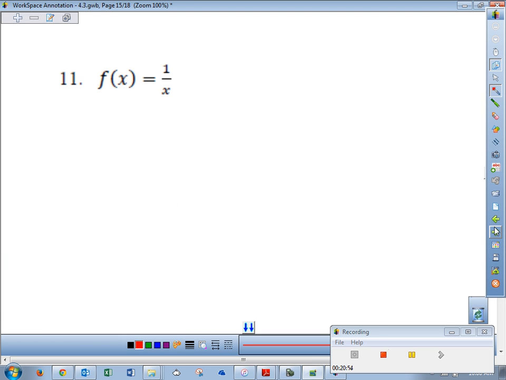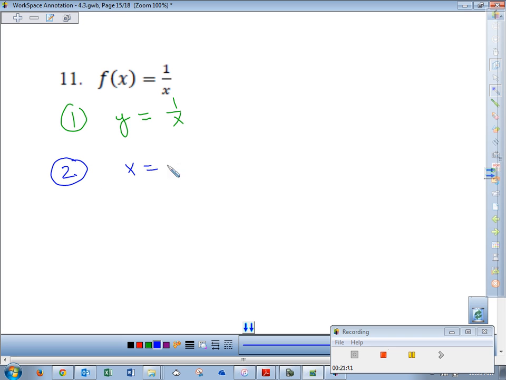Let's do it again. Step 1, change f of x to y. Then step 2 is to do what? Switch x and y around. You all down with that? Step 3, solve for y. Ooh. This is a divide by y. How can I get rid of divide by y? Multiply every term times y. That's what I do. And I get xy equals 1.